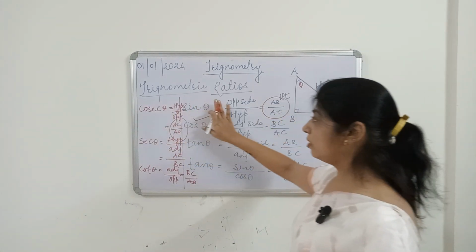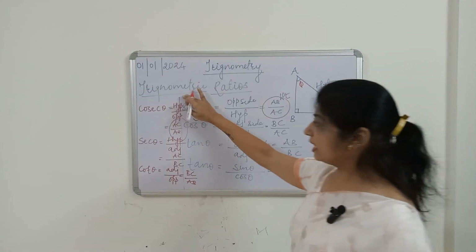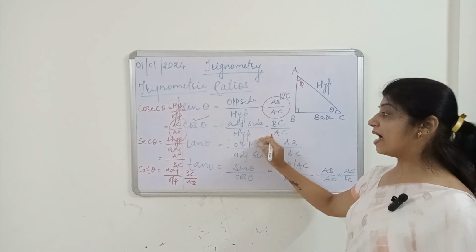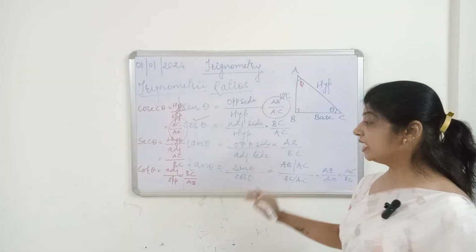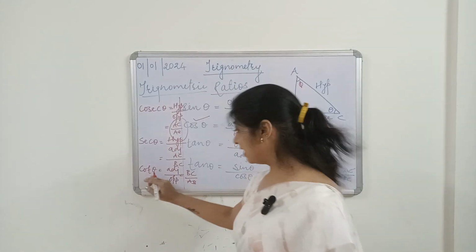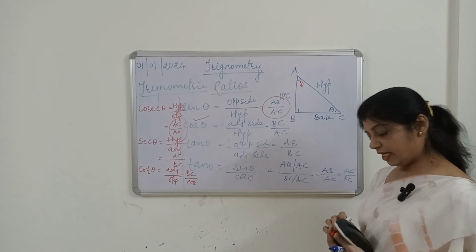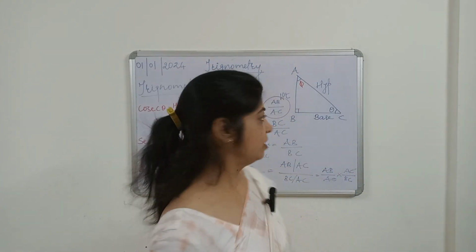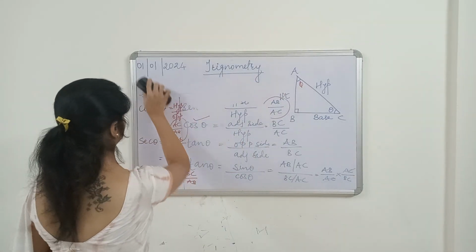Cosec is the reciprocal of sine theta. That's why hypotenuse upon opposite. Sec is the reciprocal of cos theta. That's why hypotenuse upon adjacent. Cot is the reciprocal of tan. That's why adjacent upon opposite. Now, these were directly the definitions. Now, the relations between the ratios. That also I will write here.